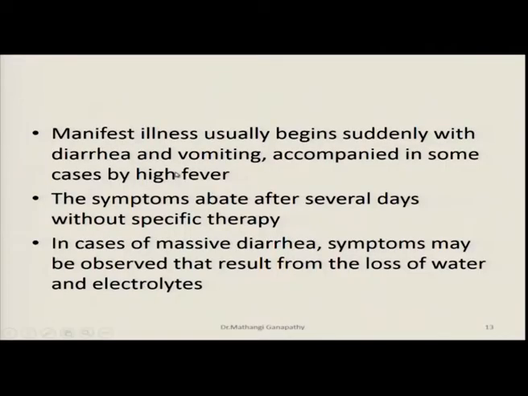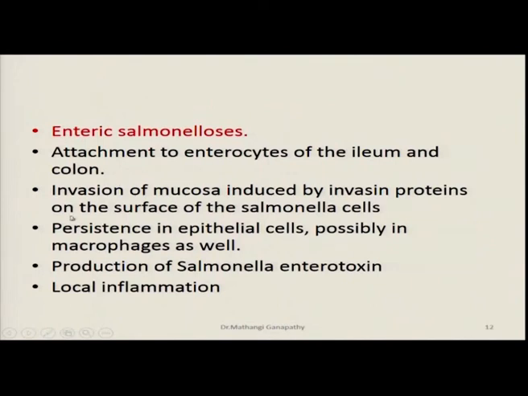Now, let us see the manifestation of enteric salmonellosis. Here, the attachment is to the enterocytes in the ileum and colon. Remember, this is restricted only to the GI tract. So, attachment to the enterocytes in the ileum and the colon, then invasion of the mucosa induced by the invasion proteins on the surface of the salmonella cells. They persist in the epithelial cells, and they also persist in the macrophages. Then these produce the salmonella enterotoxin and cause local inflammation.